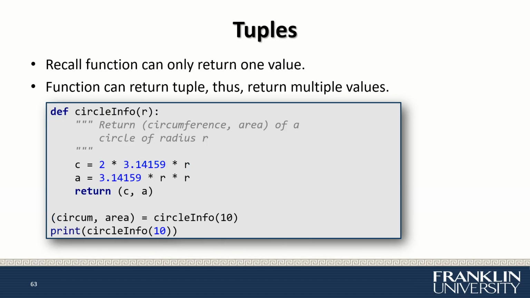Recall I said before that a function can only return one value. Well, that's not quite true in Python. You can use a tuple to return more than one value. That happens when you're using a comma. Don't try that in other languages; this only works in Python. When you're using a comma, like C comma A, I return 2 values. I return those 2 values as a tuple.